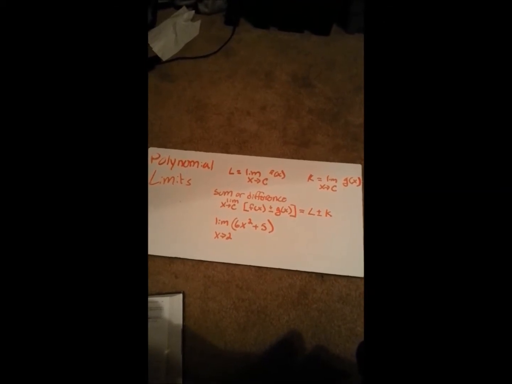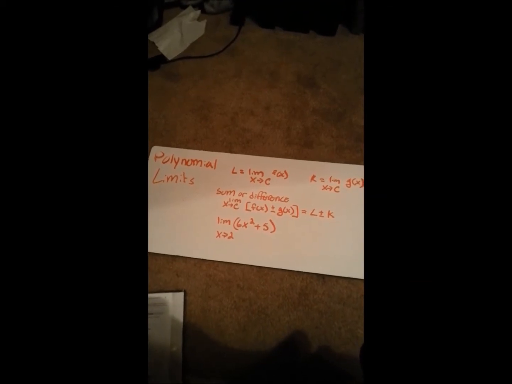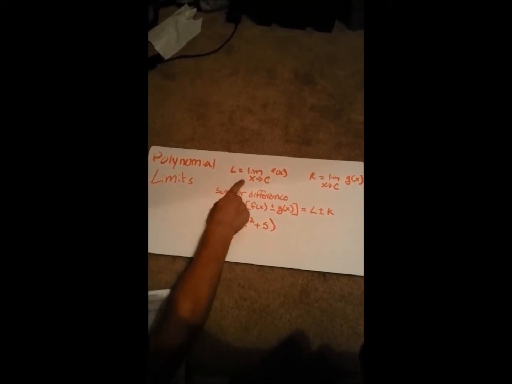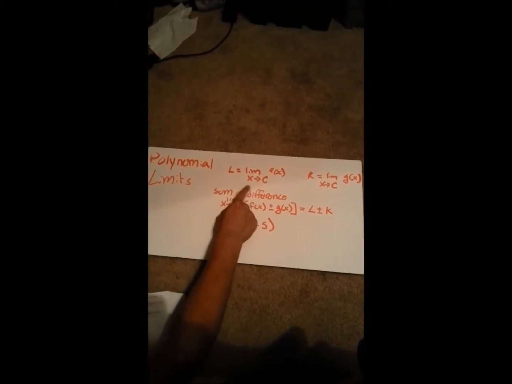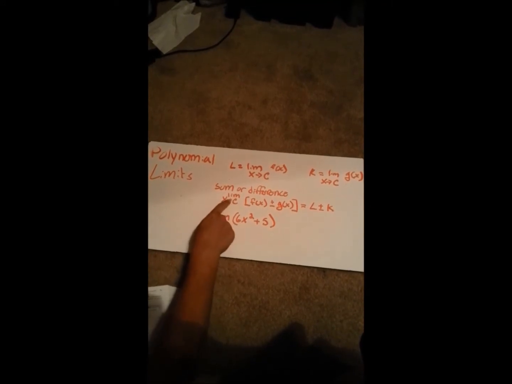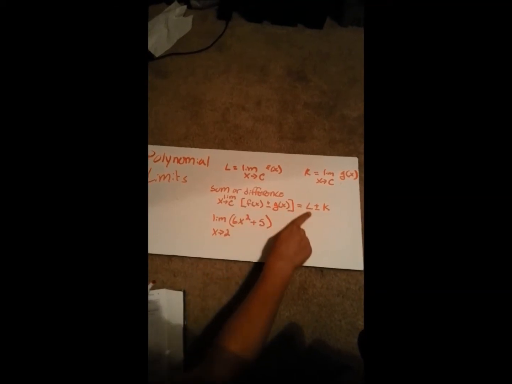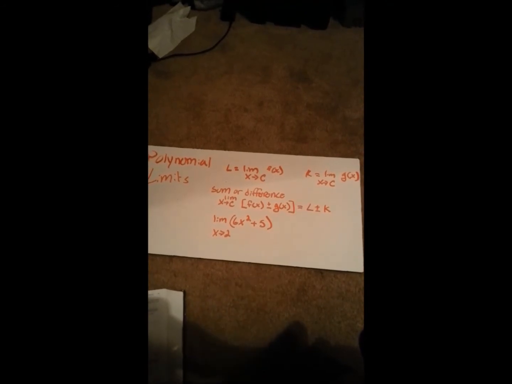In dealing with polynomials, to find the limit, you will use the sum and difference formula. Here we have L is equal to the limit of f of x as x approaches c. Here we have k is equal to the limit of g of x as x approaches c. The sum and difference formula states that the limit of f of x plus or minus g of x as x approaches c is equal to L, the limit of f of x as x approaches c, plus or minus k, the limit of g of x as x approaches c.